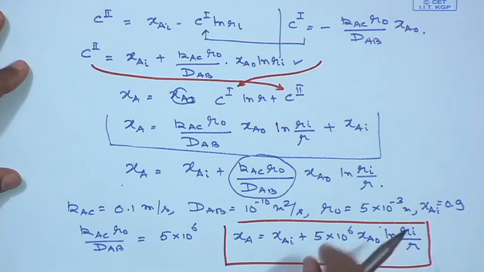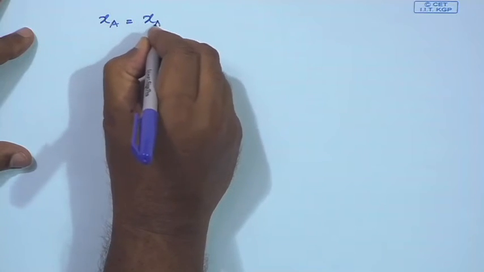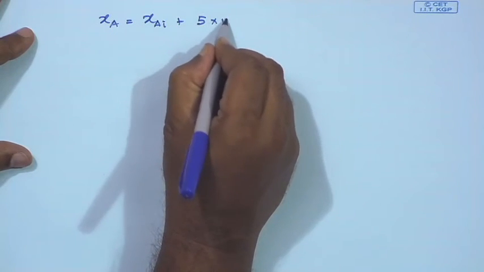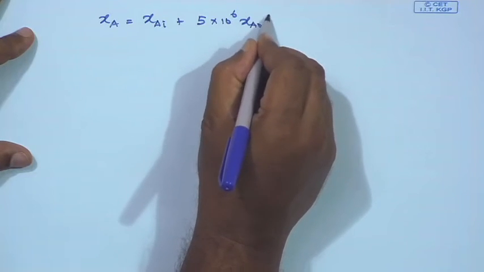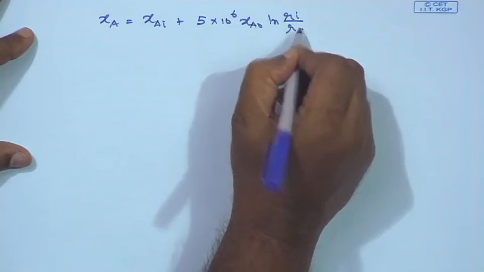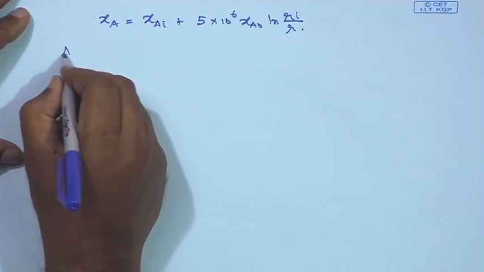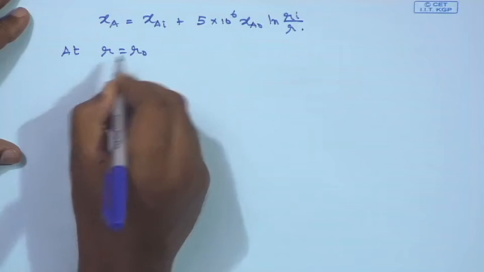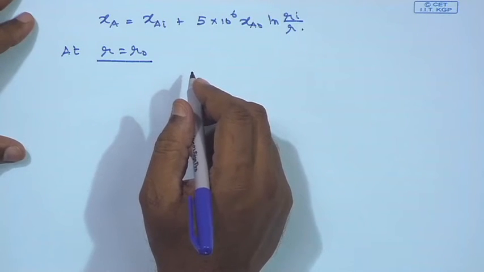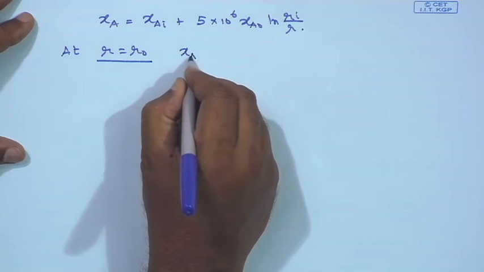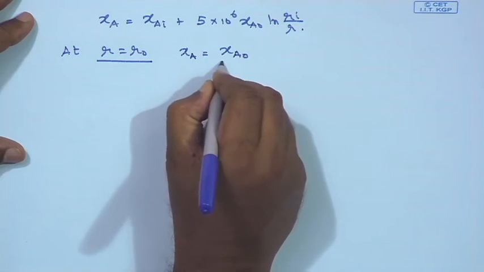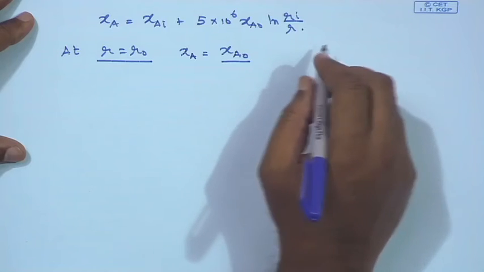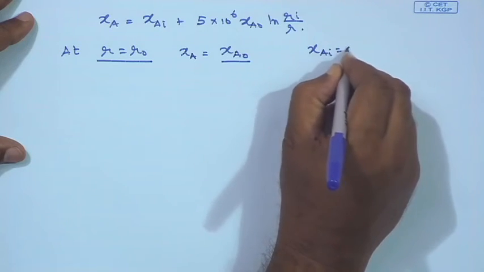So, I have got an expression for concentration distribution in here. I will write it once again: x_A equals x_AI plus 5 into 10 to the power minus 6 x_A0 ln(r_I by r). We realize that at r equals r_0, that means at the outer edge of the inert coating, my x_A would simply be equal to x_A0.